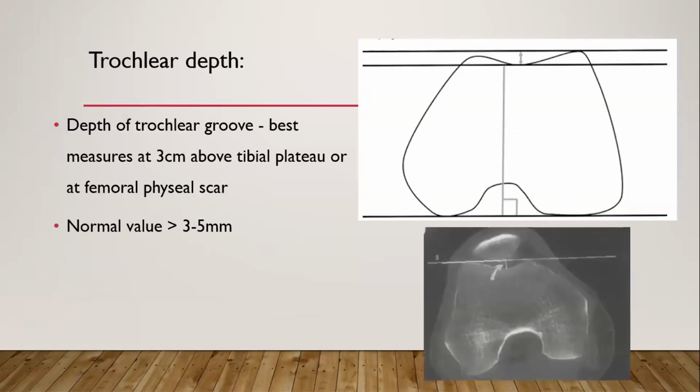Next is the trochlear depth, which is the depth of the trochlear groove. It is best measured at 3 centimeters above the tibial plateau or at the femoral physeal scar. Normally it is around 3 to 5 millimeters.